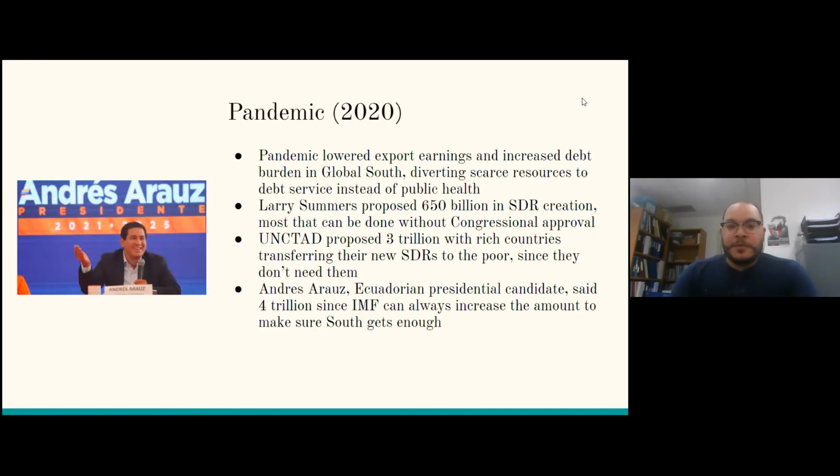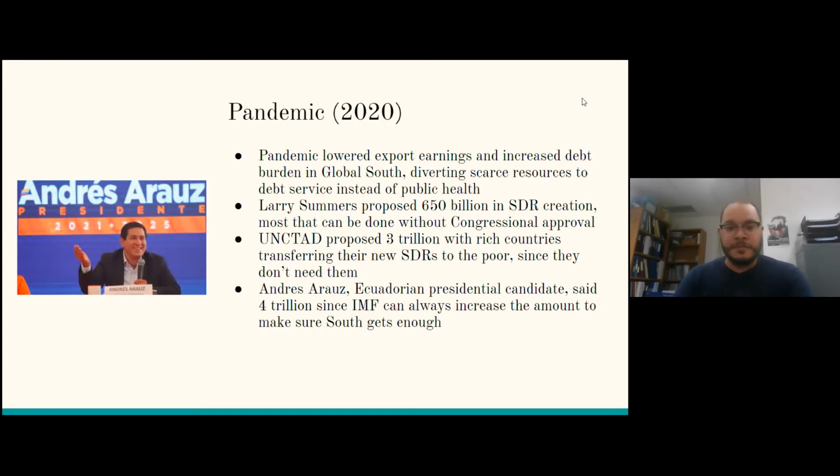Larry Summers, the former head of the Treasury, proposed $650 billion in SDR creation. That number is based on the amount that the IMF can create without seeking congressional approval from the US government. UNCTAD, the UN group that advocates for countries in the global south, proposed $3 trillion in SDRs, creating just $3 trillion out of thin air. And then having rich countries agree to give these SDRs to the poor, since most rich countries, again, can print their own currencies and buy what they need in those, and therefore do not need these SDRs as much as poor countries do.